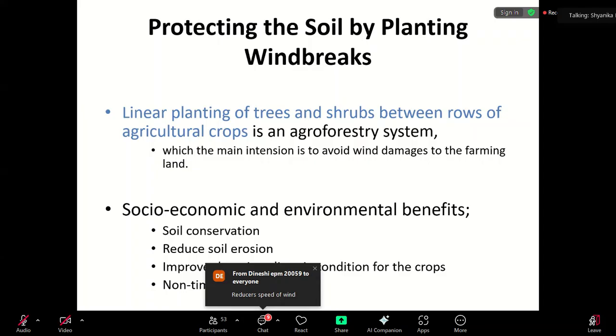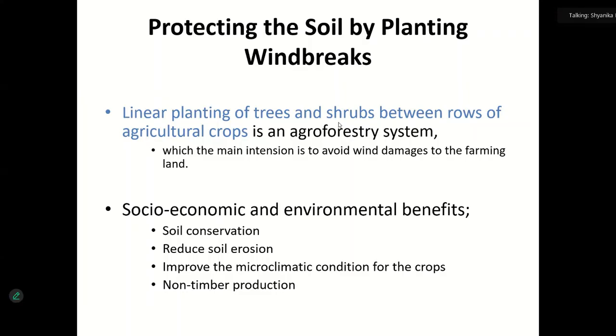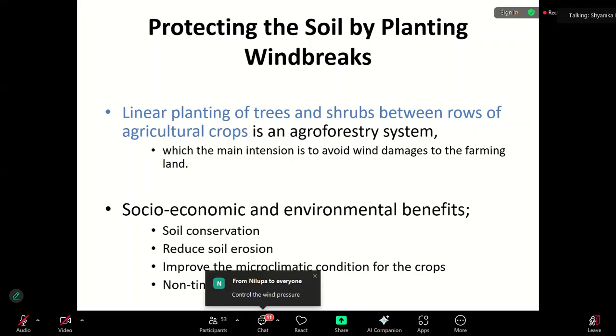All right. So windbreak is planting trees, right? Planting trees against the wind direction, right? Planting tall trees, and not only tall trees, but we can mix up the heights of the trees, to achieve the triangular shape, right? Triangular shape to control the wind velocity.